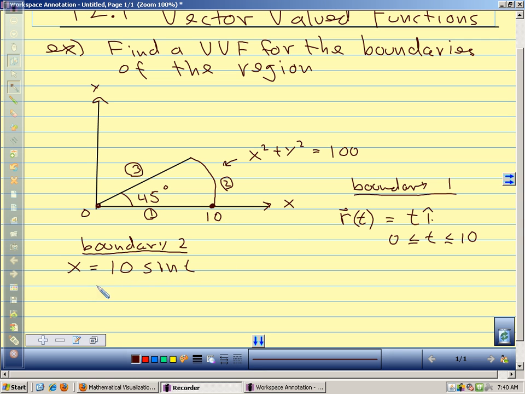t equals 0. It's cosine, yes, you're right. I got it backwards. Thank you. Cosine of t. So x equals 10 cosine t, y equals 10 sine t. So x squared plus y squared equals 100. And how is t going to vary here? So r of t equals 10 cosine t i plus 10 sine t j.